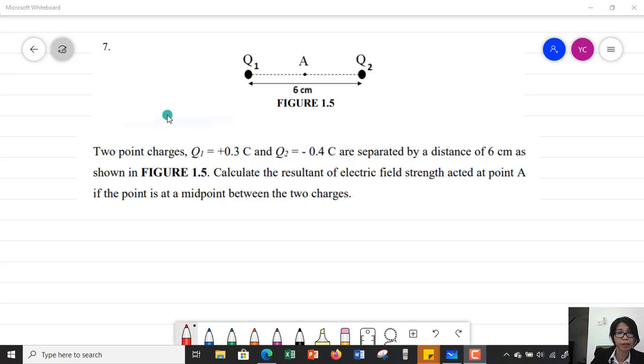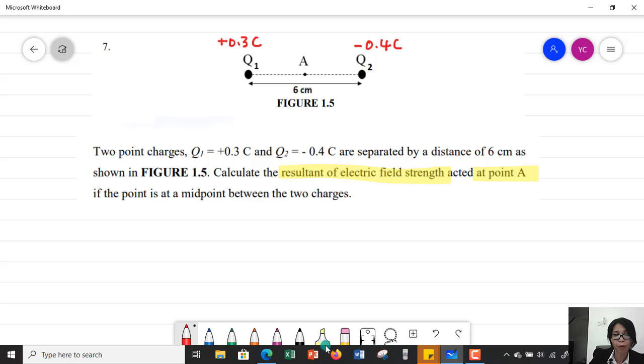So question 7, refer to figure 1.5. We have 2-point charges. Q1 is positive 0.3 coulomb and Q2 is negative 0.4 coulombs. They are separated by a distance of 6 cm as shown in figure 1.5. Calculate the resultant electric field strength at point A if the point is at a midpoint between the two charges.